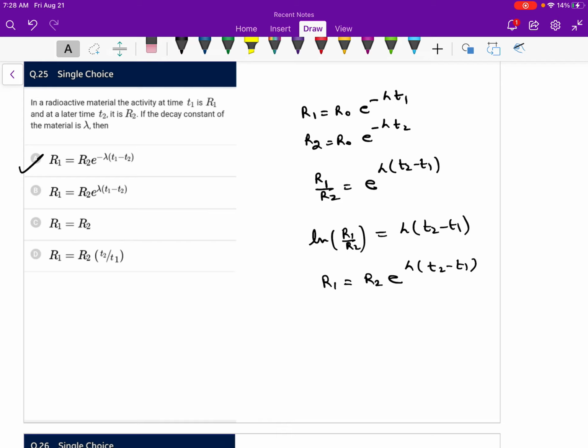Okay, so R2 at T1 is R1, and at later time T2, R1 upon R2 is e to the lambda T2 minus lambda T1, that is okay. So R1 is R2 e to the power lambda T2 minus T1. Okay, so A is the correct option.